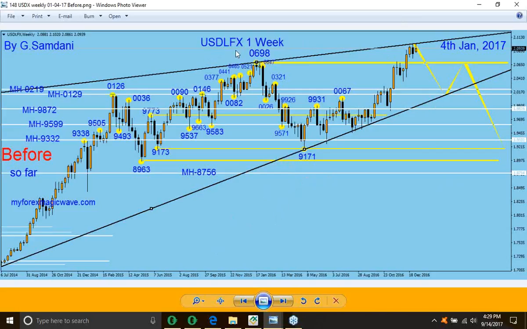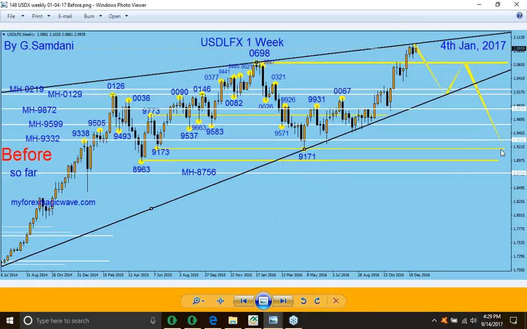This is the USDX weekly chart, the US dollar index. I made this chart in January 2017, and this is how I said that it was going to drop, even though it was going up powerfully. I was the only one who said, no, this is the end of it, and we're going to drop, all the way down to 91.71.